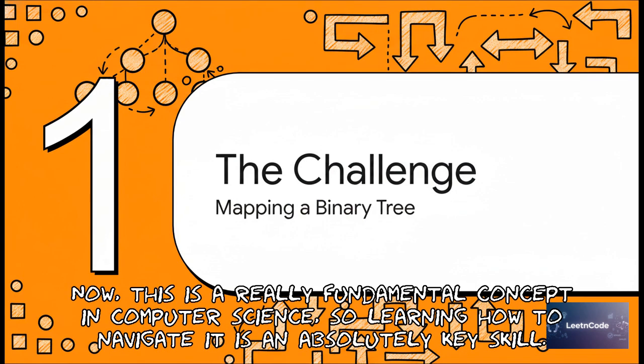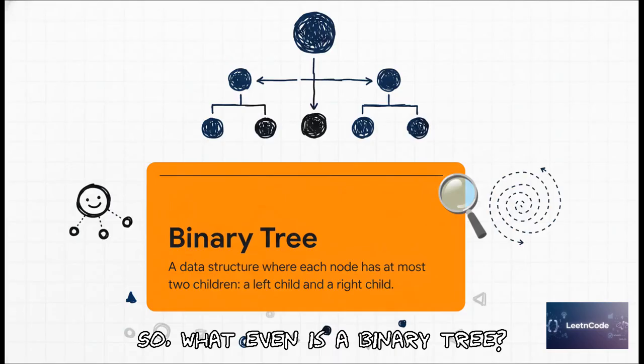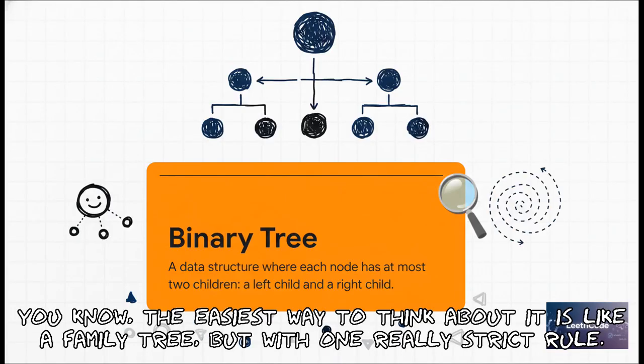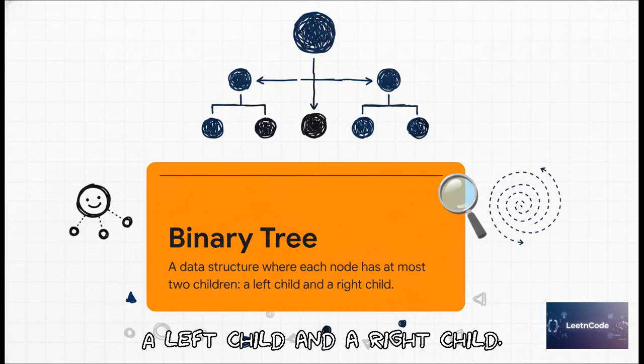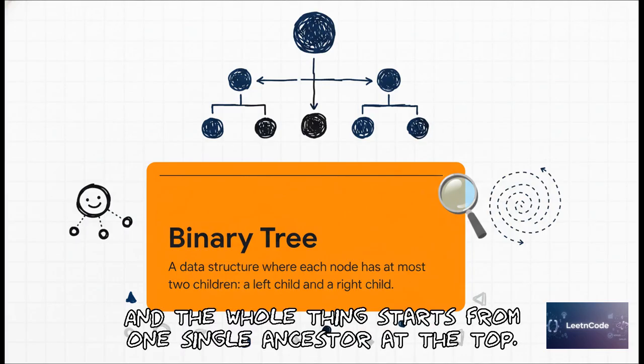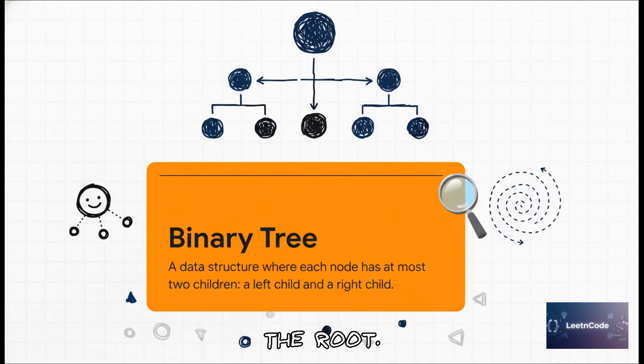Now, this is a really fundamental concept in computer science, so learning how to navigate it is an absolutely key skill. So, what even is a binary tree? The easiest way to think about it is like a family tree, but with one really strict rule. Every parent, which we call a node, can have two kids max, a left child and a right child. And the whole thing starts from one single ancestor at the top, the root.